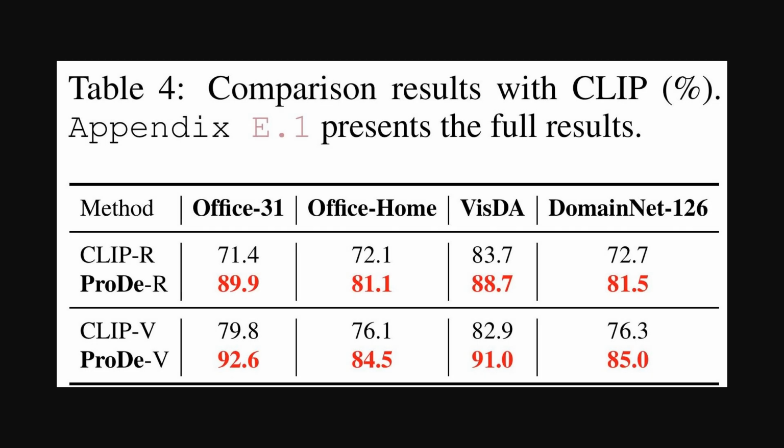Following those Office 31 results, this next table, Table 4, broadens the comparison, specifically looking at results with the CLIP vision language model. It compares ProDe R and ProDe V, which are their methods using different CLIP image encoder backbones, against the standard CLIP R and CLIP V versions. Across all listed datasets, including Office Home, VisDA, and the challenging DomainNet 126, ProDe consistently achieves higher accuracy. For instance, on DomainNet 126, ProDe V reaches 85.0%, a notable improvement over CLIP V's 76.3%. This pattern really underscores the effectiveness of their proxy denoising approach when using vision language models for domain adaptation.